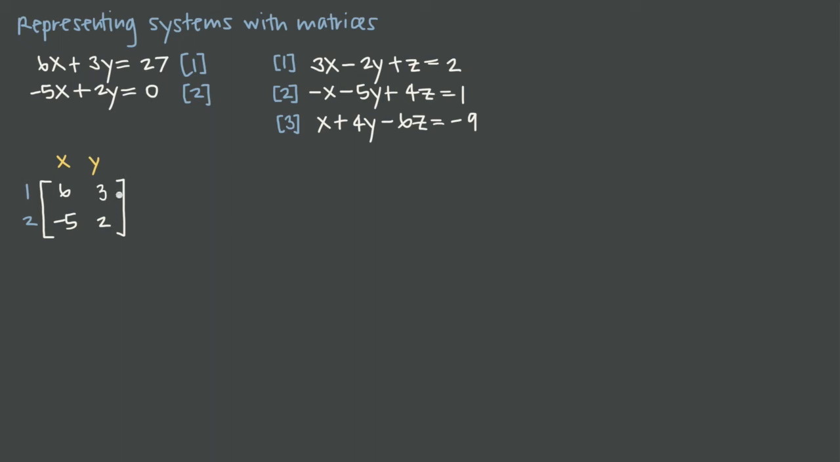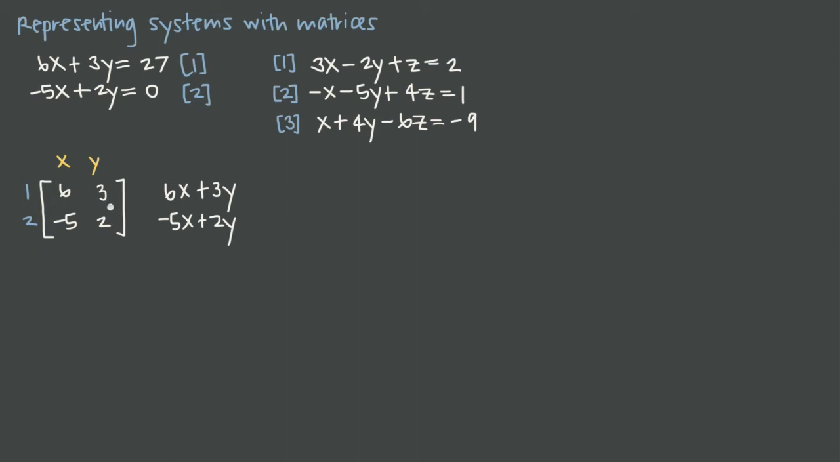But this matrix doesn't give us the full picture of the entire linear system. We don't have actual equations unless we include these values 27 and 0. Because if we only have this matrix and we pull these back out, all we have here is 6x plus 3y and negative 5x plus 2y, and we can't solve this for values of x and y. These are just expressions. We don't actually have equations here.